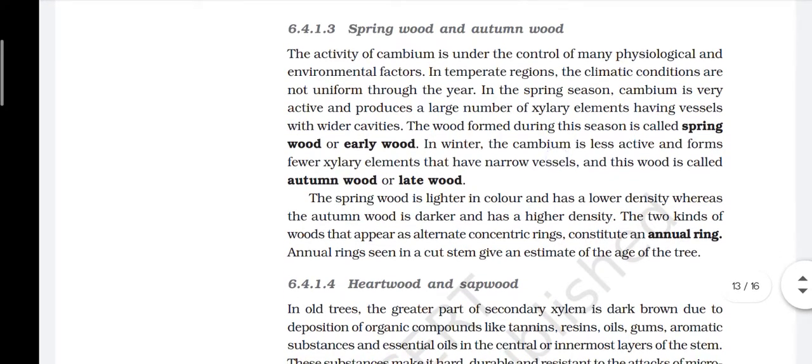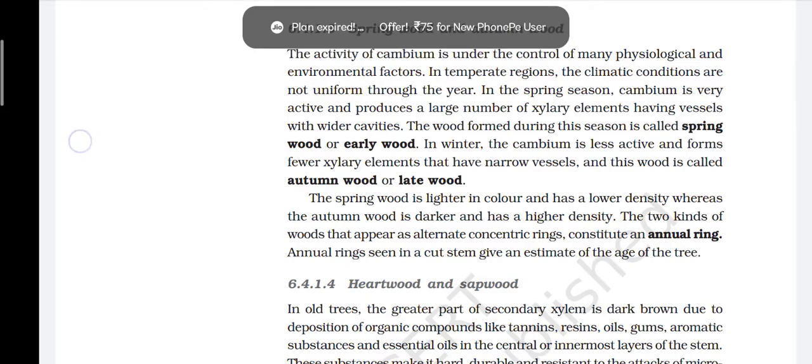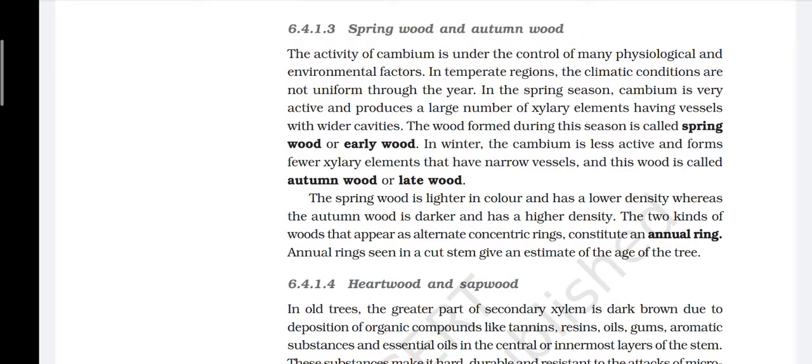Spring wood and autumn wood. The activity of the cambium is under the control of many physiological and environmental factors. In temperate regions, the climate conditions are not uniform through the year. In the spring season, cambium is very active and produces a large number of xylem elements having vessels with wider cavities. The wood formed during this season is called spring wood or early wood.